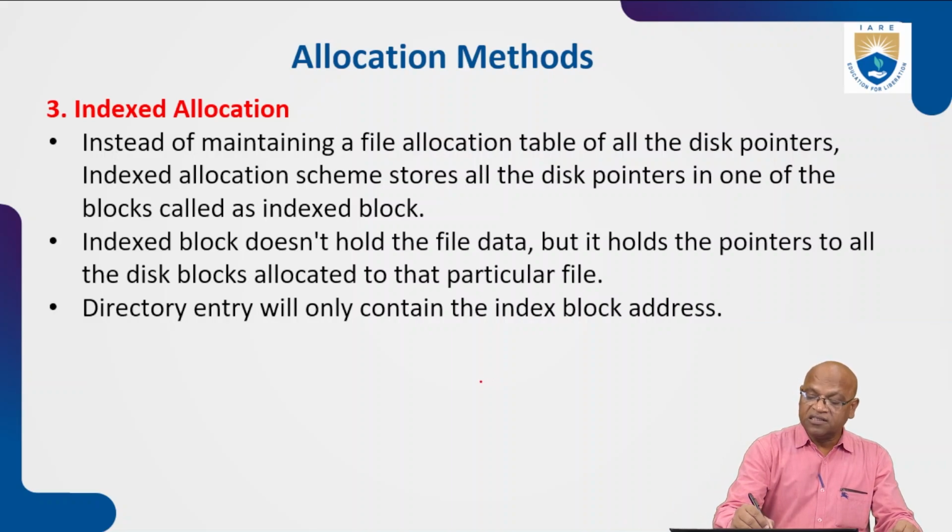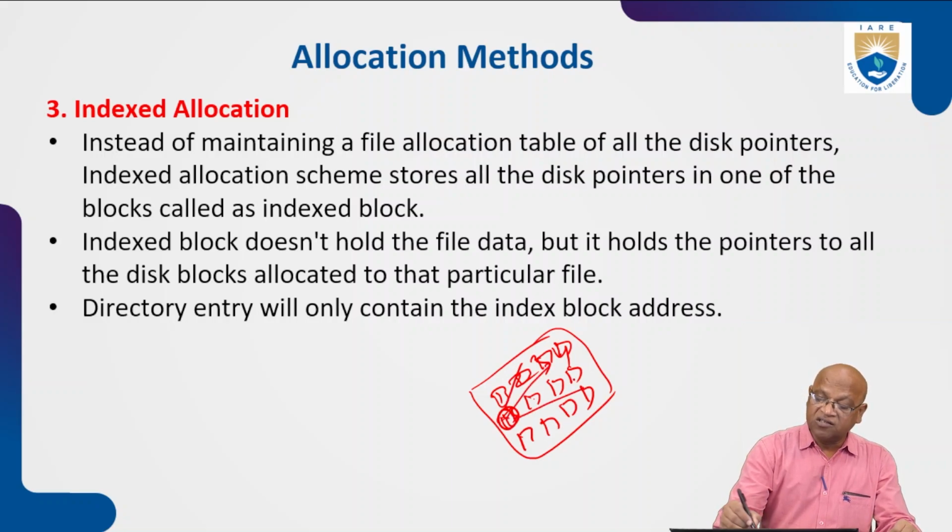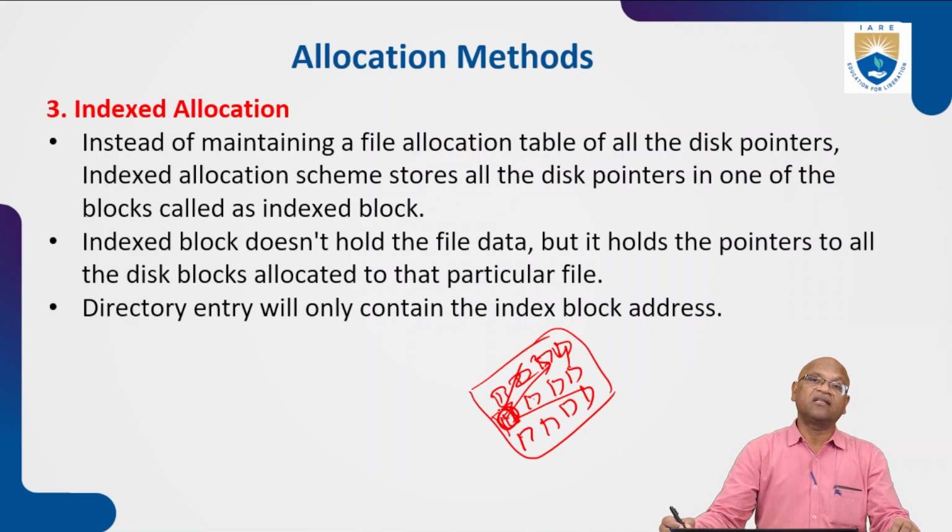Suppose this is our hard disk, and these are the blocks: block 1, 2, 3, 4, like this. If a file is allocated space, one block will be taken as the index, and this will show in which blocks the data is saved. So this is the index block. The blocks allotted for that file are noted in one of the blocks on the hard disk. This is called indexed allocation.